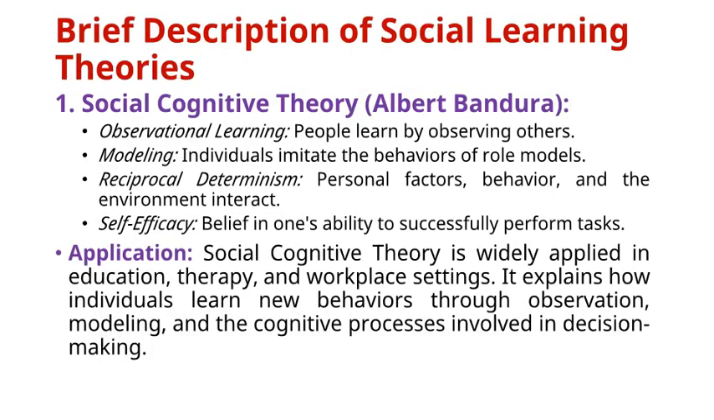1. Social cognitive theory, Albert Bandura. Observational learning: people learn by observing others. Modeling: individuals imitate the behaviors of role models. Reciprocal determinism: personal factors, behavior, and the environment interact. Self-efficacy: belief in one's ability to successfully perform tasks.